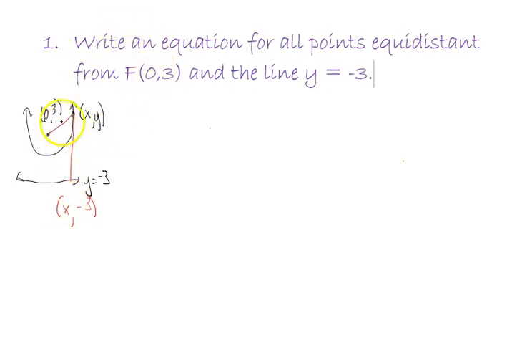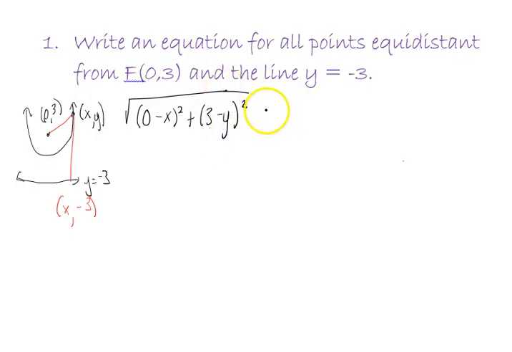Alright, now we know these two distances have to be equal, so we're going to use the distance formula. The first one I'm going to do is the distance between (0, 3) and (x, y). So I'm going to do the square root of (0 minus x) squared plus (3 minus y) squared using my distance formula. That's going to have to equal the distance between these two points.